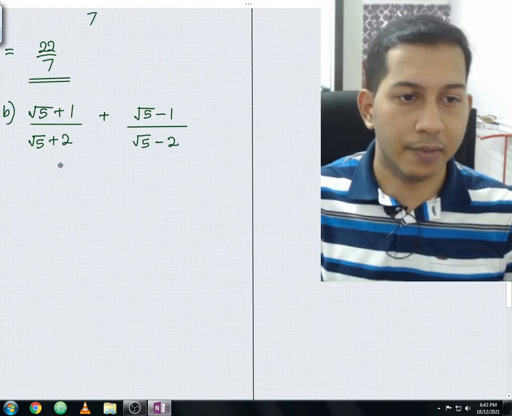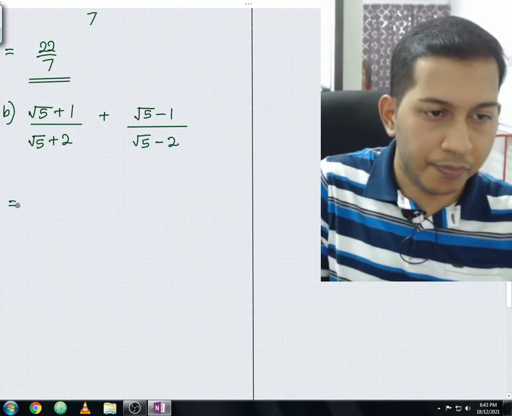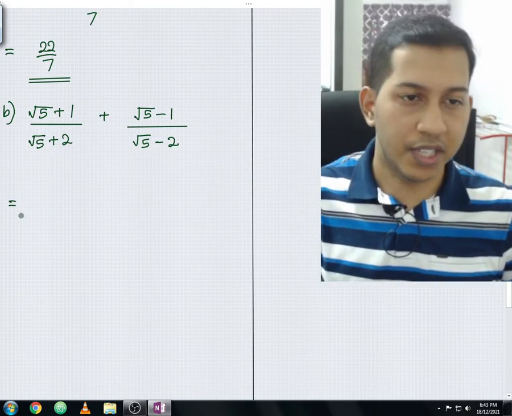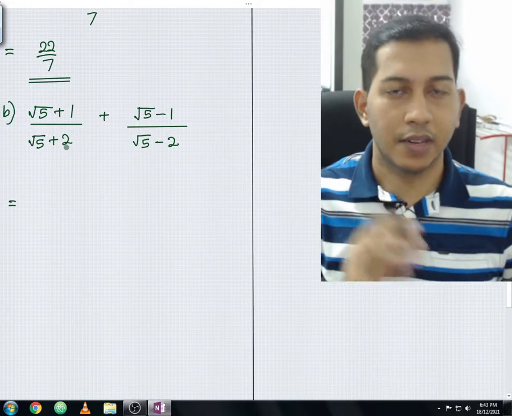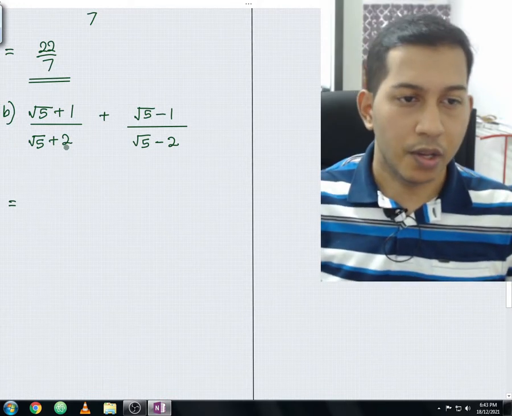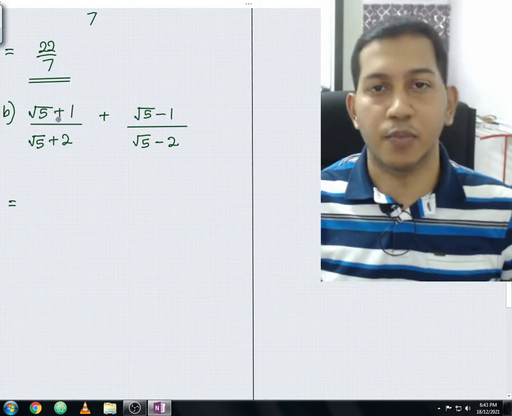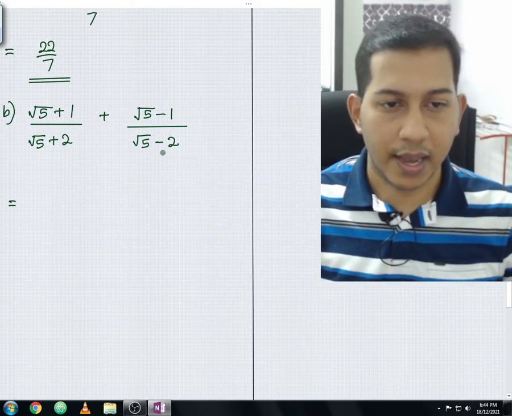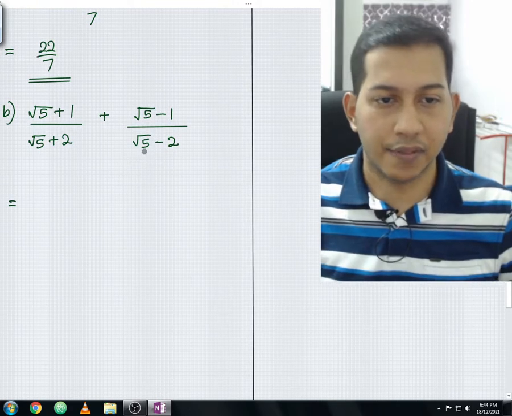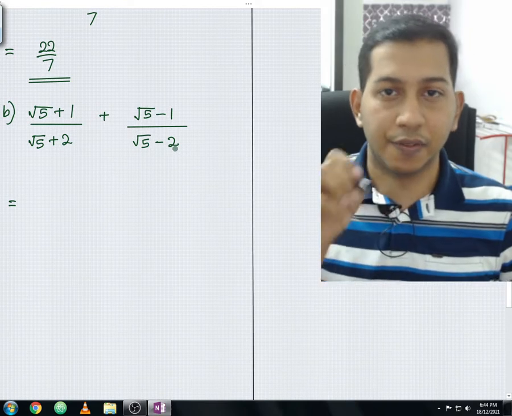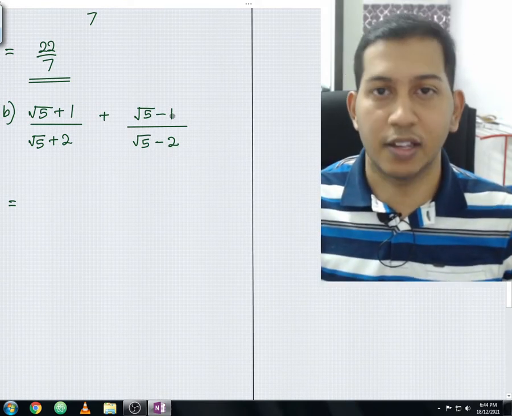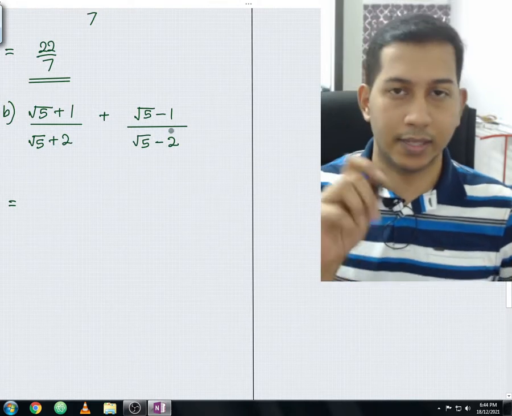So the first step, what we're going to do is conjugate the two fractions respectively. Let us begin with the first fraction. The denominator is surd 5 plus 2, so the conjugate will be surd 5 minus 2. You must times the denominator and the numerator as well, for the first fraction. For the second fraction, the denominator is surd 5 minus 2, so the conjugate of surd 5 minus 2 will be surd 5 plus 2. You must times the denominator and the numerator as well. Please take note.